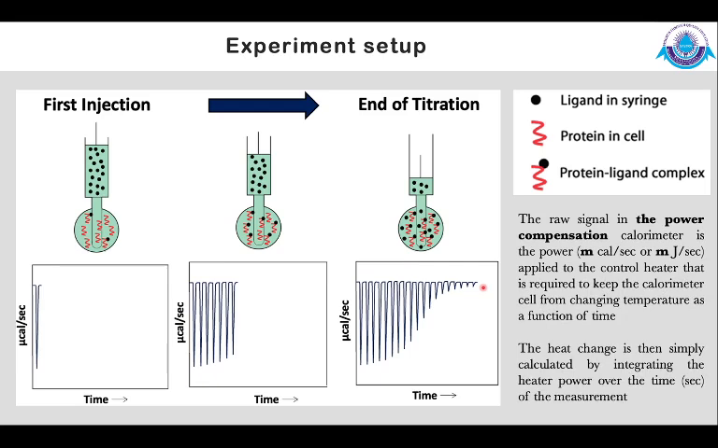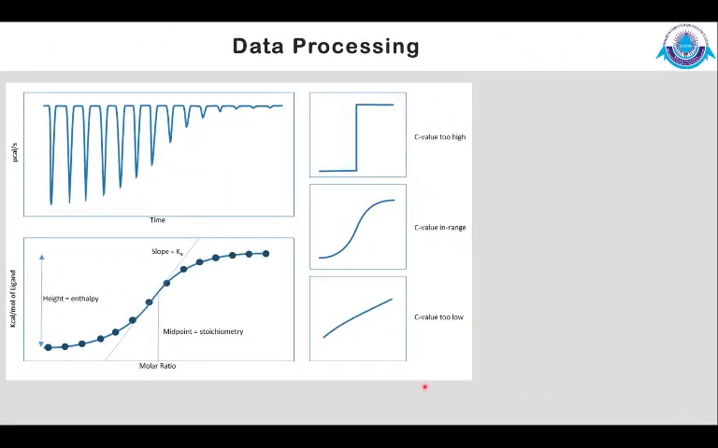Okay, so as I said earlier, the way the measurement is done is the amount of power required, in terms of microcals per second or microjoules per second, to re-equilibrate the temperature in the sample cell. Okay, the heat exchange is then simply calculated by integrating the heat power over time in seconds. Okay, it is measured over time. So this is the typical data that we require, that is, how many microcals per second have been required against the time plot.